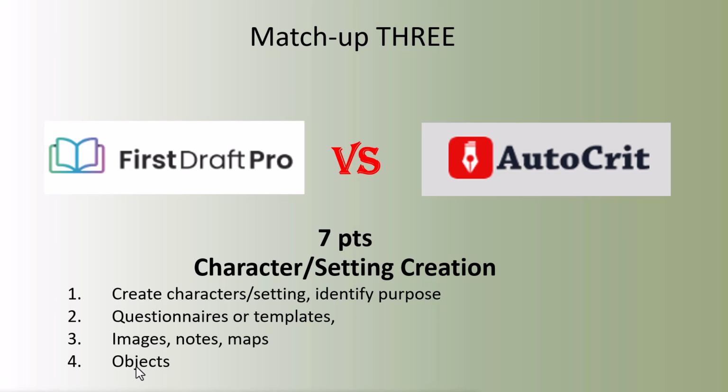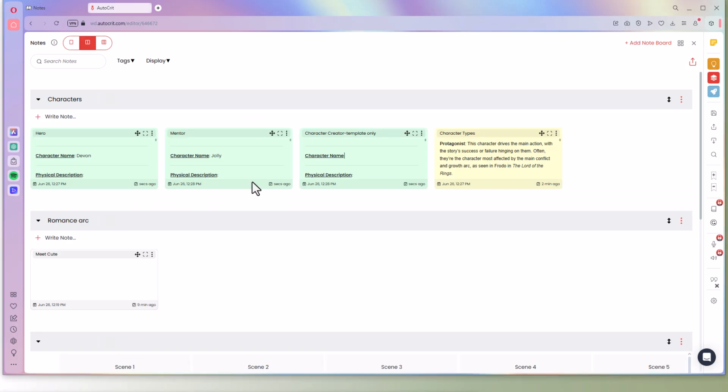And we can use the note cards again for objects as well. So I will give them a point because you can do that. There's no limitations on using those notes. So what I'm concerned about now is, can we do images in AutoCrit? So let's go ahead and go back into AutoCrit again and see if we can put images for like maps or the character's picture.